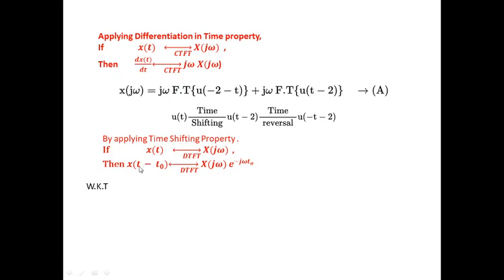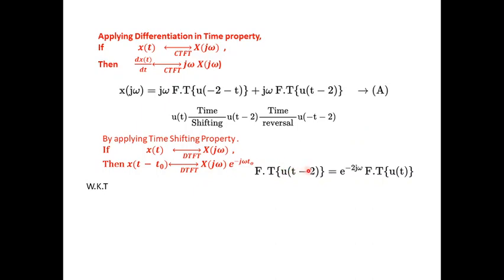So if a signal is shifted by t naught in the time domain, then it will get multiplied by e power minus j omega t naught. So the Fourier transform of u of t minus 2 is equal to e power minus 2j omega into the Fourier transform of u of t. It is a very straight inference from this property, right? So this x of j omega is nothing but the Fourier transform of u of t, the original signal. The original signal is u of t.